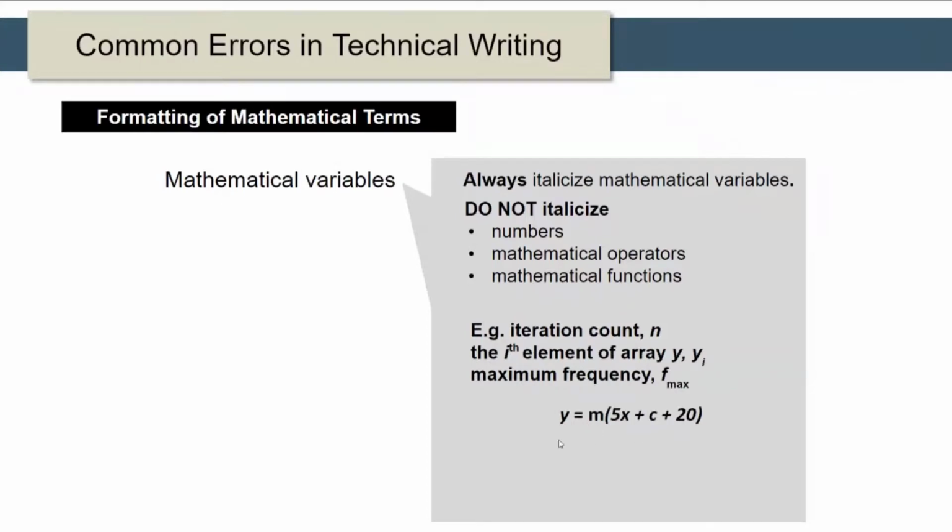What is the problem in this equation now? y is equal to m 5x plus c plus 20. Anyone can unmute and tell me what is the problem here? Ma'am, m has to be italicized. Okay, 20 should not be italicized. And 5 and 20 should not be italicized. The parentheses, operators should also not be italicized. Now it is correct.